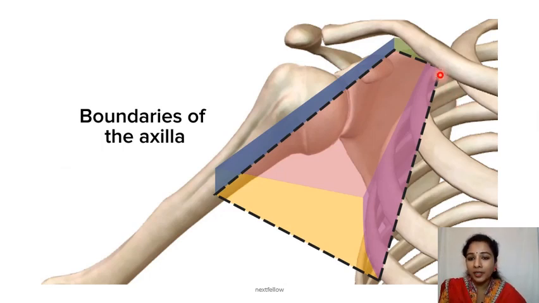So medial boundary, here we can appreciate the ribs. So upper 4 to 5 ribs along with the intercostal spaces, and laterally we can see the neck and part of the shaft of the humerus, and at the apex, anteriorly we can see the clavicle and posteriorly the scapula, and medially the first rib.